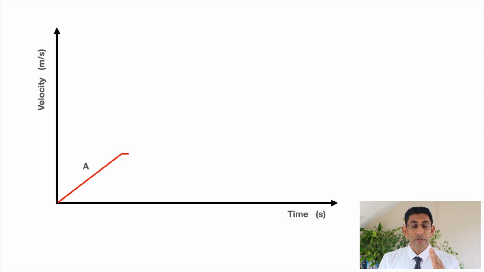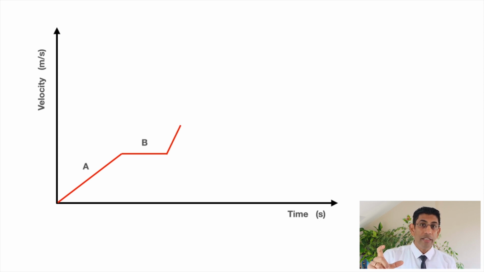So the line with the gradient in a VT graph tells you an acceleration, and if the line is straight, it's a constant acceleration. The next section, section B, is a horizontal line, and you can see the velocity is not changing over time. But you have a velocity, it's not zero. So therefore, section B is a constant velocity, the object maintaining a constant velocity during the period of time.